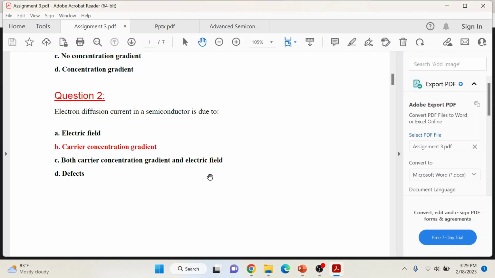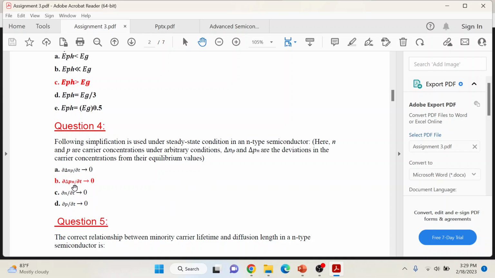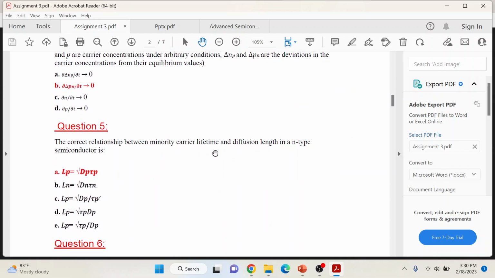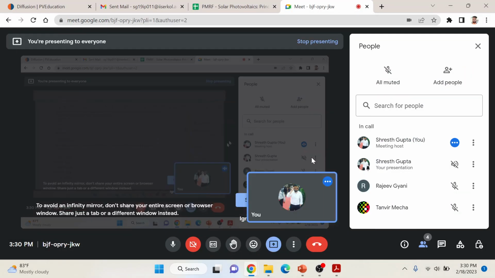The answer of the fourth question, when d delta Pn over dt corresponds to 0, is this: we know what the majority carriers in n-type are, and as it is a steady state, for a steady state condition, for simplification in an n-type semiconductor, with respect to time, the majority carrier should tend towards 0. So it was a very straightforward and easy question. The fifth question was the correct relationship between minority carrier lifetime and diffusion length in an n-type semiconductor. This is a formula-based question where Lp is equal to the square root of Dp tau p. Sir has already taught it in the class, and still if you want me to derive it, I can derive it afterwards.